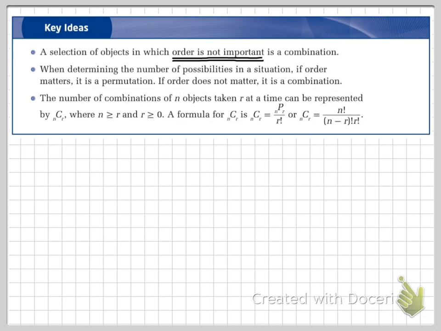And the number of combinations of n objects, taken r at a time, can be represented by n choose r. N, of course, has to be greater than or equal to r. You can't take more items from less items. And r has to be greater than or equal to 0. You can't take negative items away. And that means that the final form of n choose r is n factorial over n minus r factorial times r factorial.